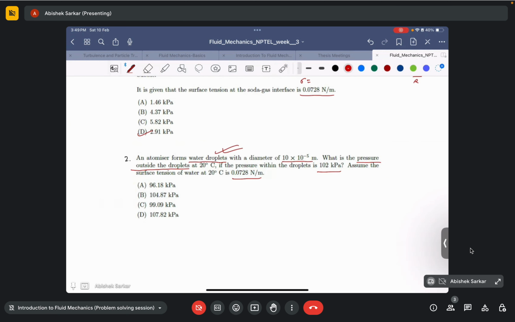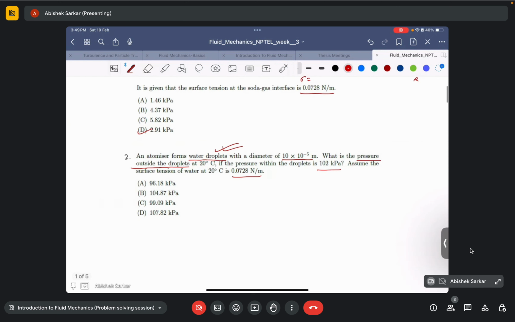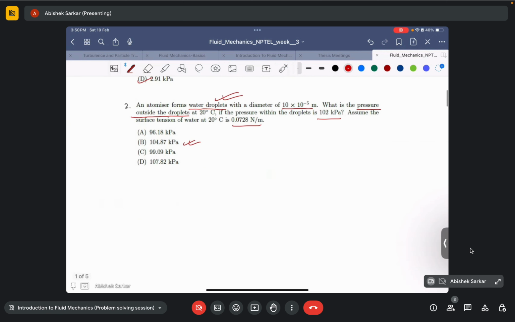Sir, answer B. Yes, sir. Okay, so can you tell me the steps so that I can write it on the screen? Yes, sir. First, delta P, the pressure difference, is 2 into the surface tension coefficient divided by R. So what does that turn out to be?